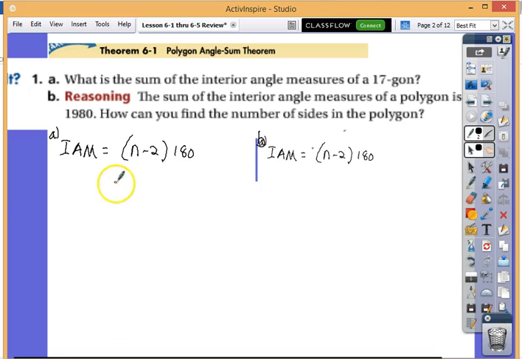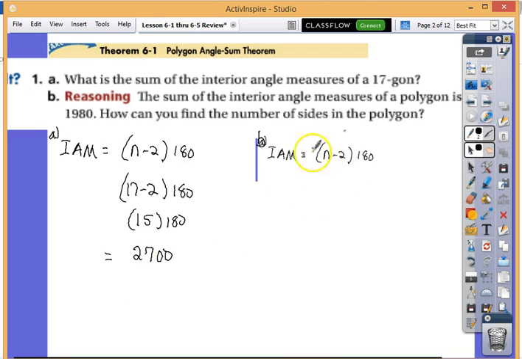All right, so for part A, we're trying to find the sum of the interior angles of a 17 gon. So that's going to be 17 minus 2 times 180, which is 15. I like how you did that in your head. Times 180. And then 15 times 180 is? I got 2,700. AKA 2,700. So that's the sum of the interior angle measures.